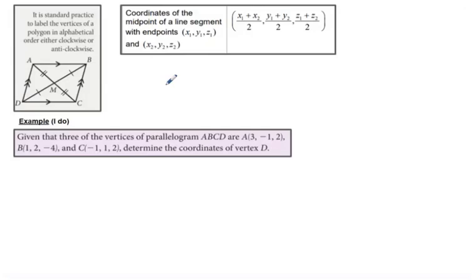Okay, so here we're going to apply the midpoint formula to find the missing vertex. It's not the only way to solve the problem. I think what's on the left is really, really important. So this labeling convention will help you quite a lot. It's really important to remember.